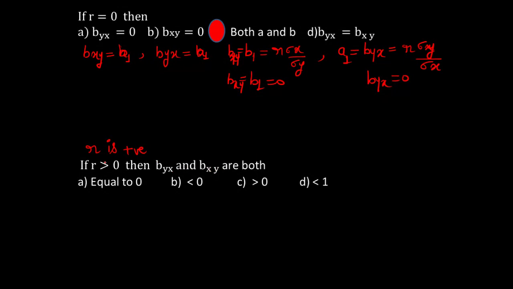We have the magnitude property, which says that the sign of r, byx and bxy must all be the same. So if r is positive, byx and bxy should also be positive, which is written here as greater than 0. So the correct option is option C. In this way, a variety of questions can be framed. You just understand the properties and the various definitions. Okay, now let's move to the next question.